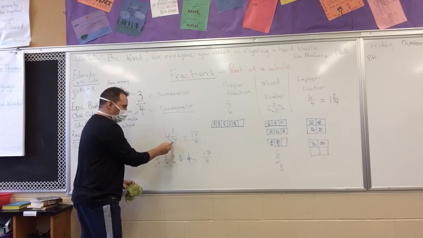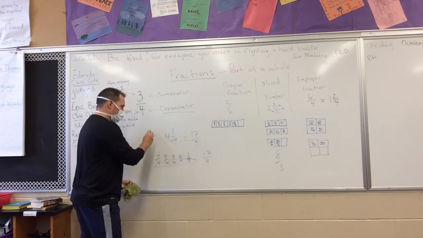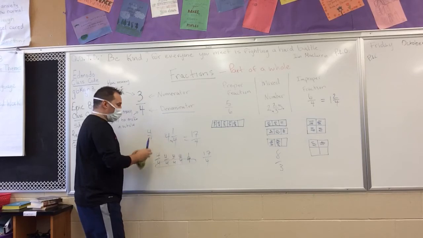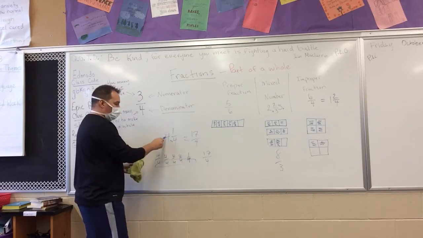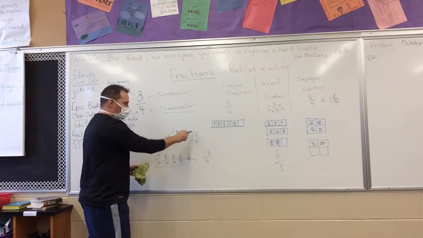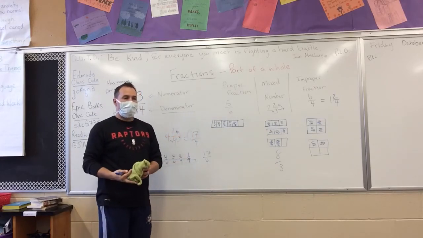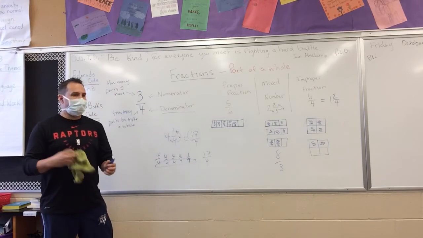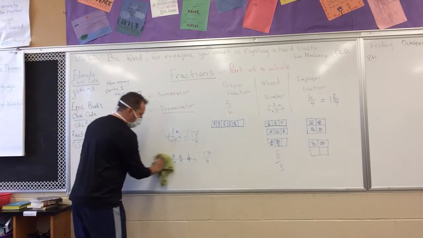Our whole numbers multiplied by our denominator, because we know that it has to be 4 out of 4, right? To make 1. So we can take our whole numbers multiplied by our denominator, then you add the numerator, and that's what gives you your top. Okay? That's a trick you can use. There's other ways you can figure it out, mental math.